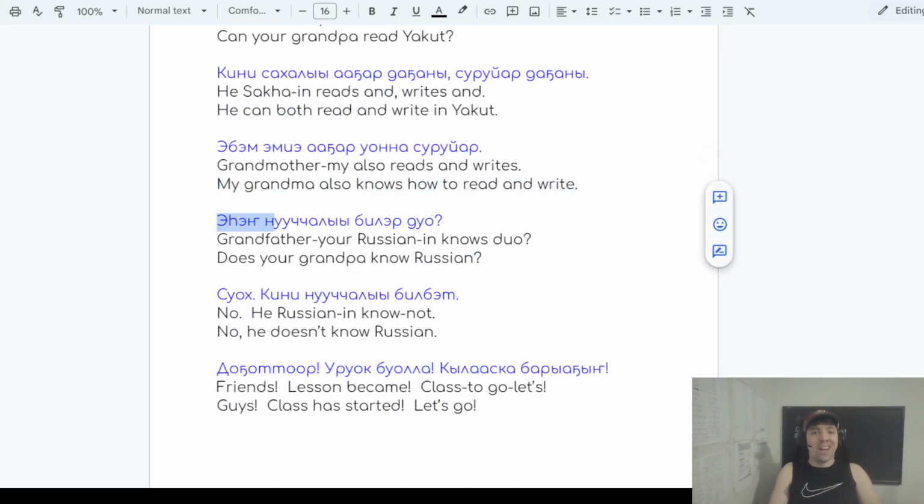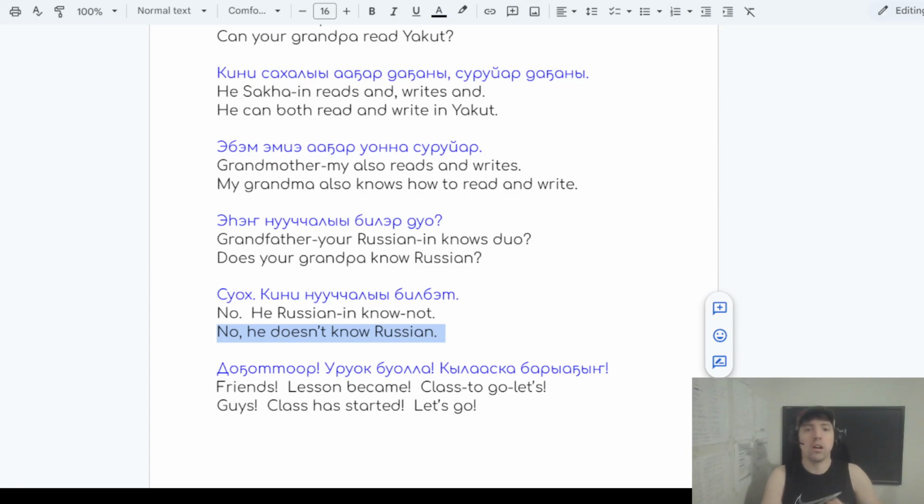Then: Ehen nuchalı bilerdo. Gotta say it with conviction. Does your grandpa know Russian? Soch kini nuchala bilbet. There's our negative present tense, third person. No, he doesn't know Russian. Soch kini nuchala bilbet.